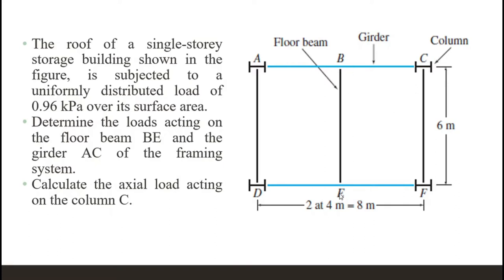So BE and AC: we all know that girder AC carries beams AD, BE, and CF. Girder AC is symmetrical with DF, so they have the same load. But BE is not equal with AD and CF. Only AD is equal with CF. So let us get these loads.